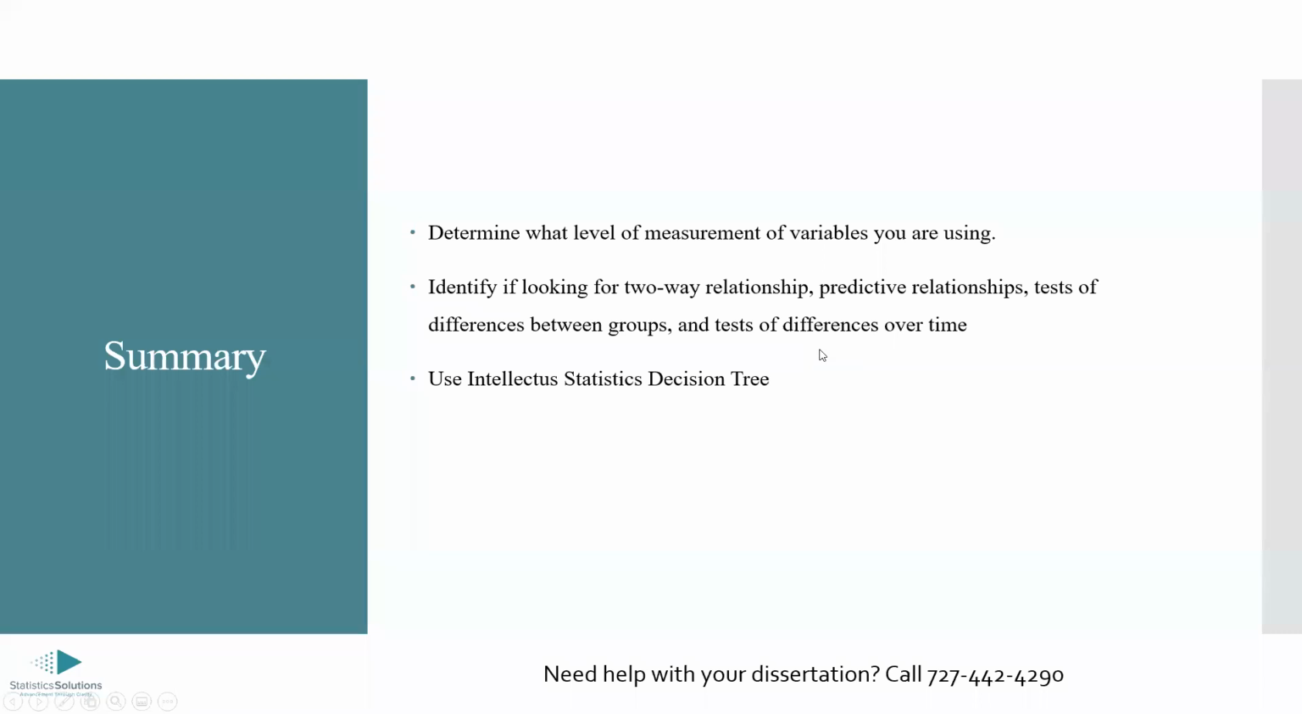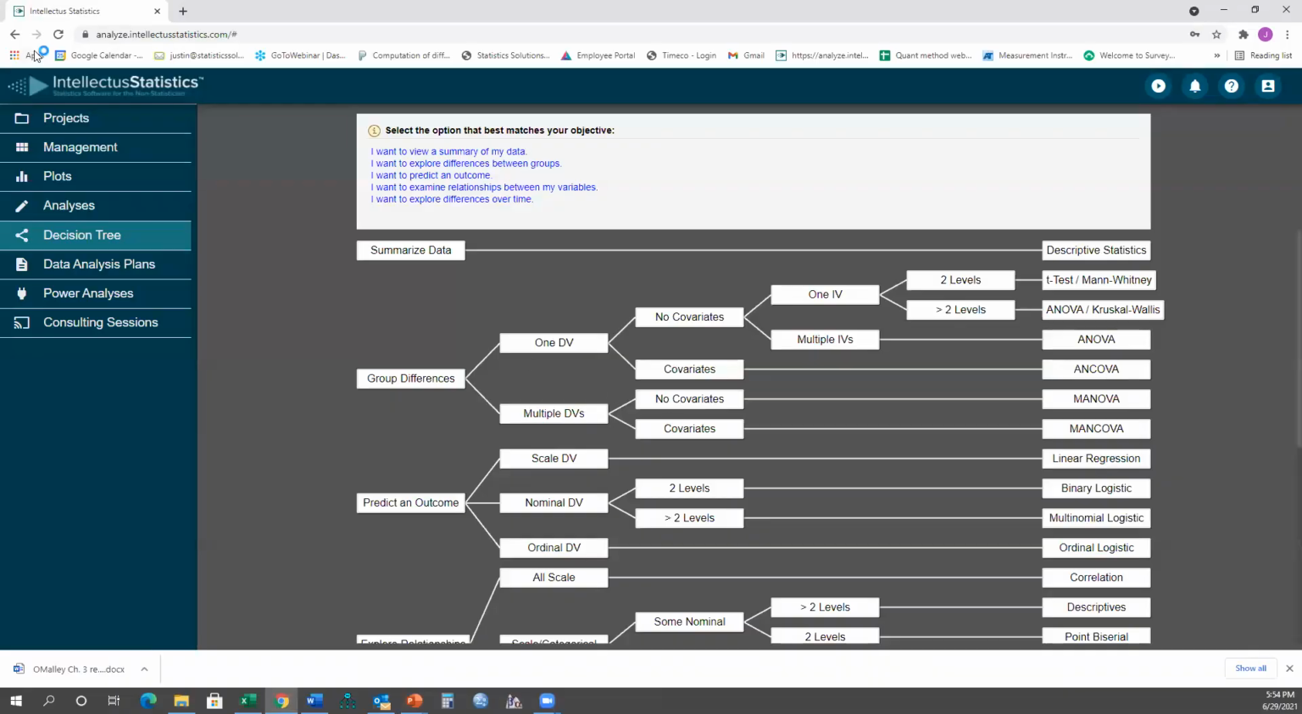So in summary, you need to determine what level of measurement the variables are that you're planning to use. You want to identify, are you looking for a two-way relationship? Are you trying to predict an outcome? Are you looking at differences between groups? Or are you testing for differences over time? So a matched pair study. And then you can use the Intellectus statistics decision tree to help you make that decision as to what is the best analysis to use.